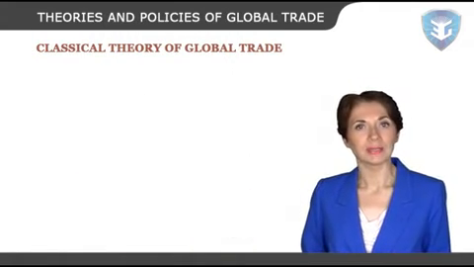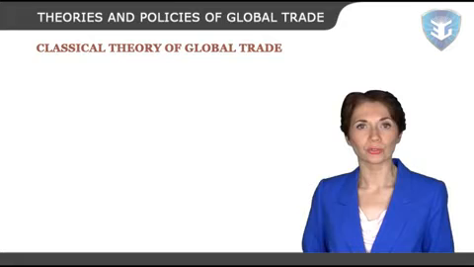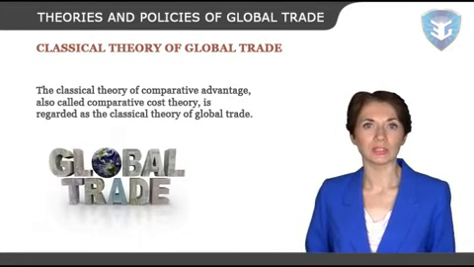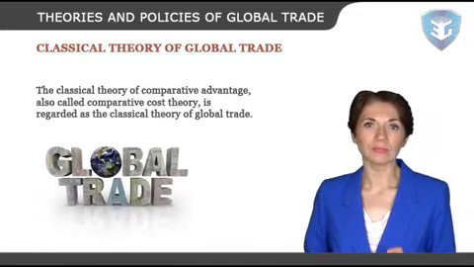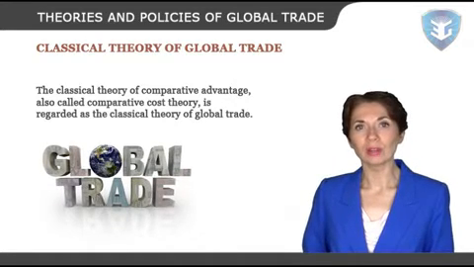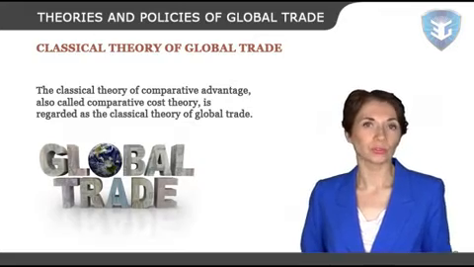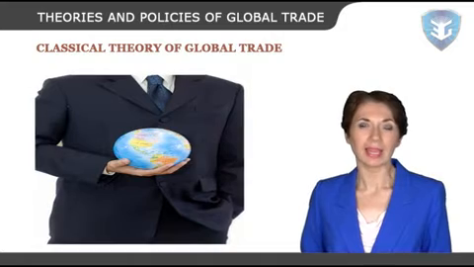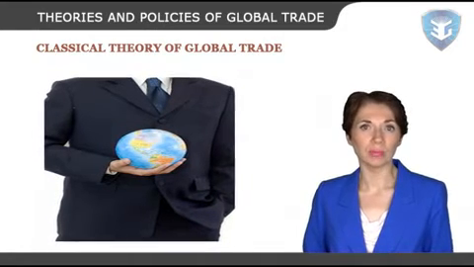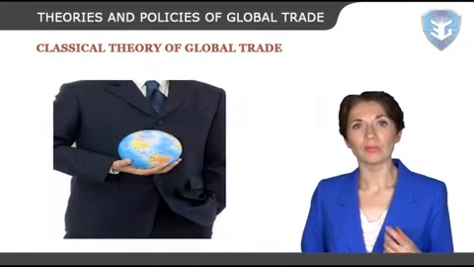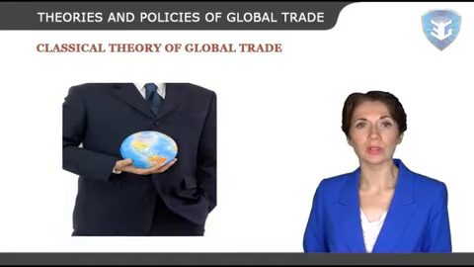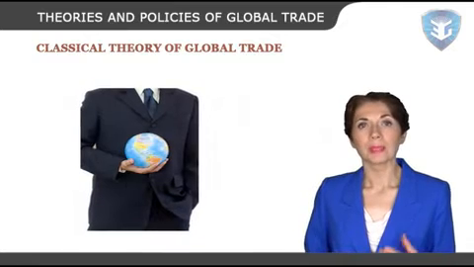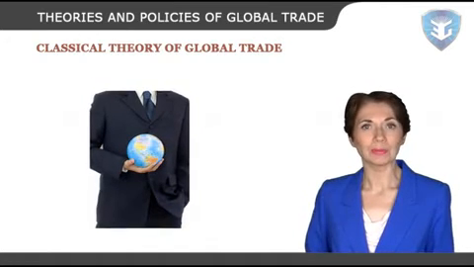Let's now understand the classical theory of global trade. The classical theory of comparative advantage, also called comparative cost theory, is regarded as the classical theory of global trade. According to the classical theory of global trade, every country will produce those commodities for the production of which it is most suited in terms of its natural endowments, climate, quality of soil, means of transport, capital, etc.